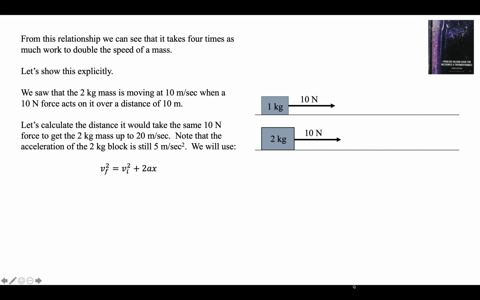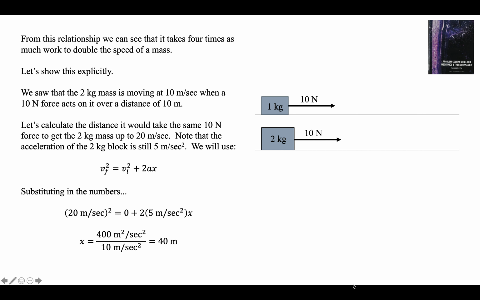Same equation, v final squared equals v initial squared plus 2ax. The acceleration is the same. The force is the same. What distance do we have to pull on it to get it up to 20 meters per second? Substituting in the numbers, we get 40 meters, which is 4 times bigger than 10 meters. After 10 meters, it's going 10 meters per second. After 40 meters, it's going 20 meters per second.